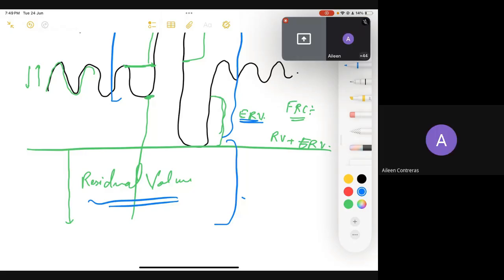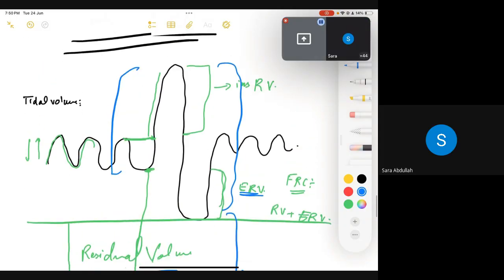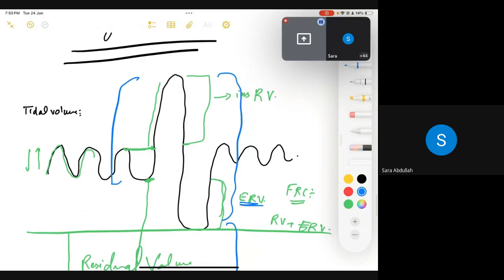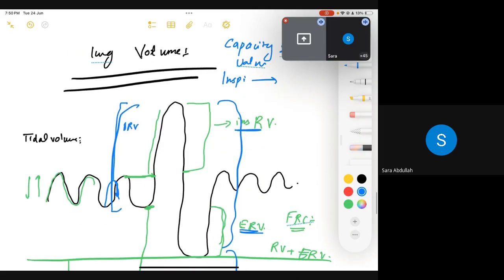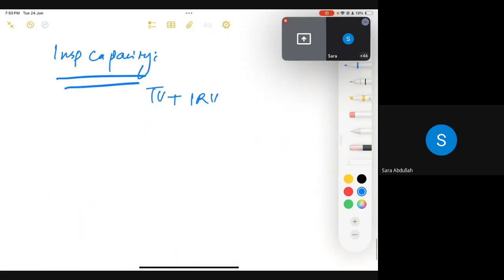Doctor, I still don't understand the inspiratory capacity. Okay. As the name indicates, what is capacity? Capacity is basically the sum of two or more different volumes. What is inspiratory capacity? What can I inspire? I can inspire tidal volume, and upon that, I can inspire inspiratory reserve volume. This is the entire air which I can inspire. I cannot inspire more than that. So what is my inspiration capacity? Just add both of them: inspiratory reserve volume plus tidal volume. Is it clear? Okay. Thank you.